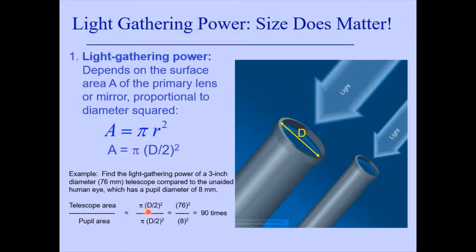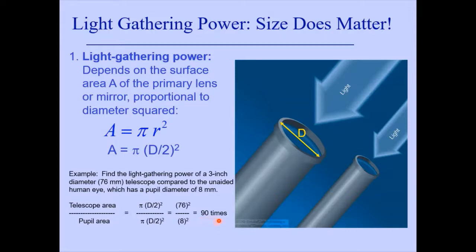So we have pi d over 2 squared on top, and down here we have pi d over 2 squared. Notice that the pi's cancel and the factors of 2 cancel, so all that remains is the diameter squared. Let's do it in millimeters. We were told the 3-inch telescope is 76 millimeters, so on top we have 76 squared. On the bottom is the diameter of our pupil when it's night adapted, when our eyes are dilated, and that's about 8 millimeters. So down here we have 8 squared. 76 squared divided by 8 squared is about 90.